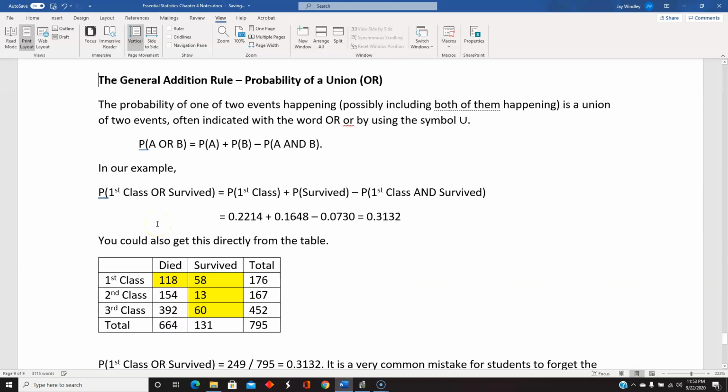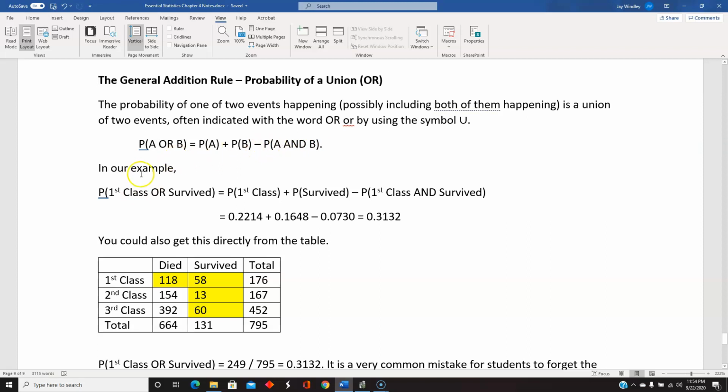Okay, then we have a general addition rule, which applies to situations that are referred to as unions, or when we have the word or. The probability that one of 2 events happens, or possibly both of them happen, is referred to as a union. And it's indicated by the word or, or this big U symbol that means union. And it's called the addition rule because you add together the probability that A happens and the probability that B happens, but then you have to subtract the probability of A and B. So more on that subtraction in a second.